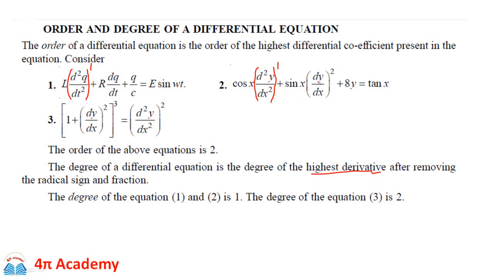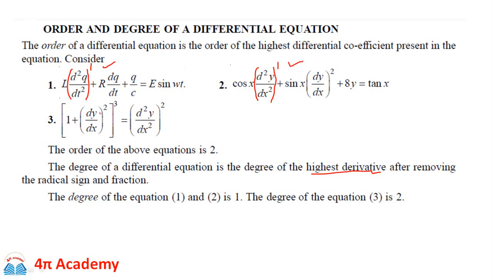So don't get confused over here. This dy by dx whole thing square, you may say that its degree is 2 as compared to 1. It is higher. But what is the definition? The degree of a differential equation is the degree of the highest derivative. The highest derivative is d2y by dx square, and its maximum algebraic power is 1. So here the degree is 1. For this equation also the degree is 1.